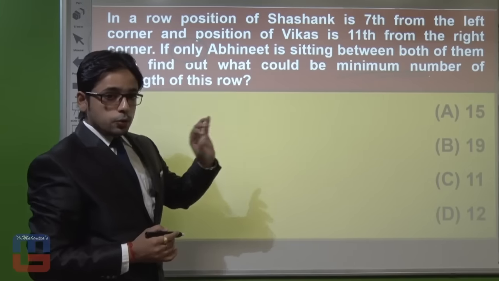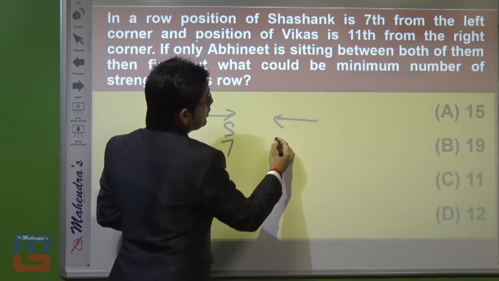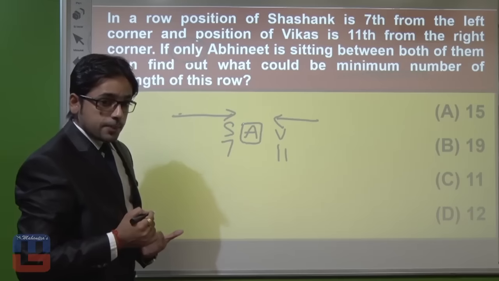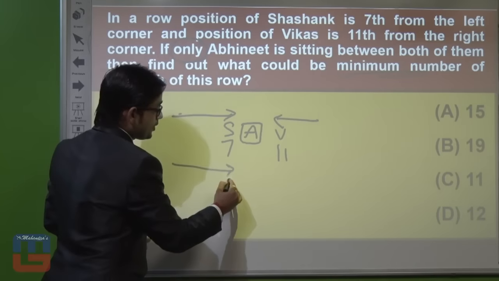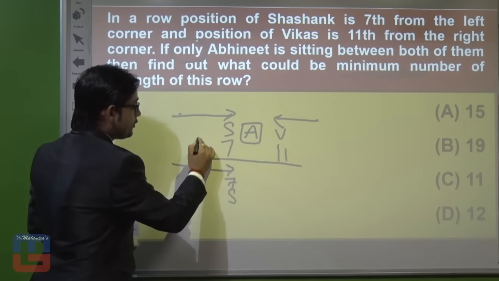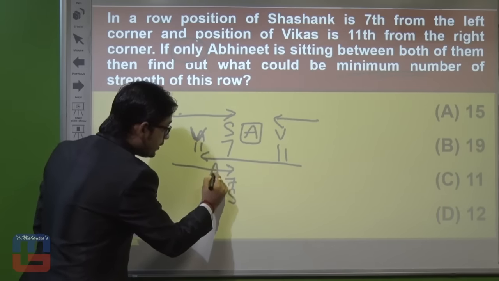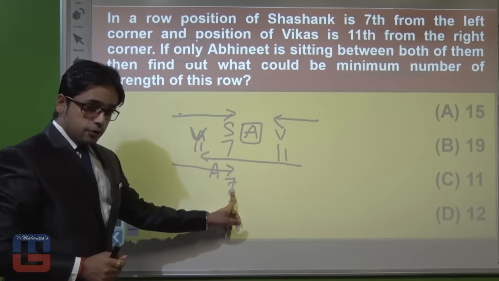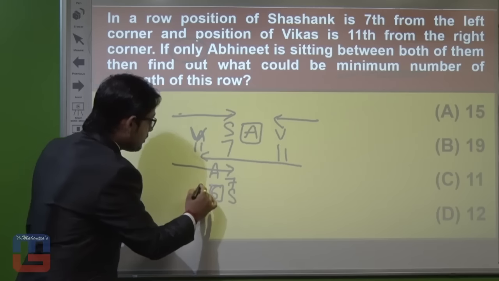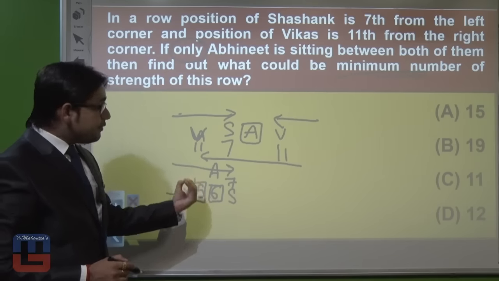We can arrange it in two manners. First, from left Shashank is 7th, from right Vikas is 11th, and the mid one is Abhineet. This is the first basic pattern. And the second pattern is Shashank is 7th from left, Vikas is 11th from right, and the mid one is Abhineet. If the 7th number from left is Shashank, we can say the 6th number from left is Abhineet. So this will be 5th from left, that Vikas is 5th from left corner and 11th from right corner.